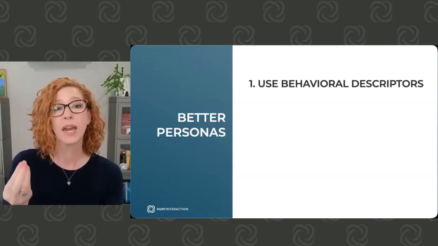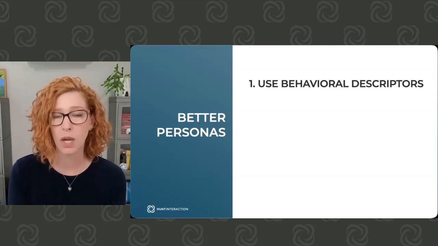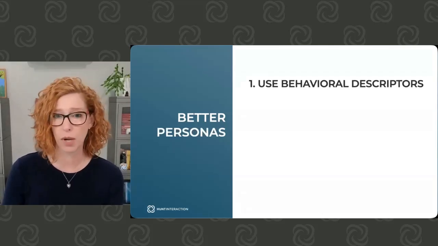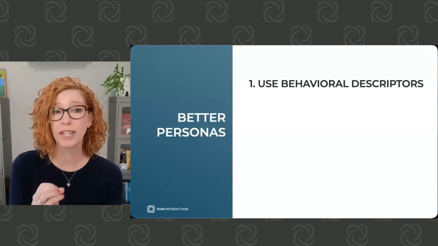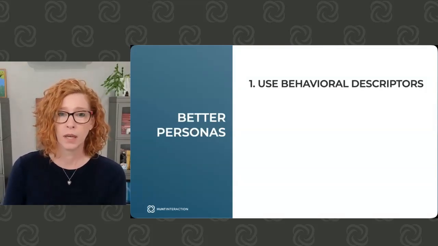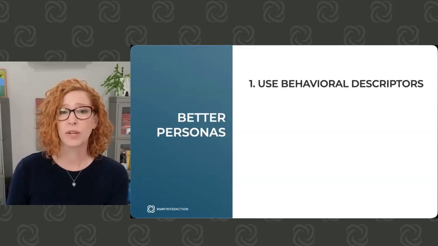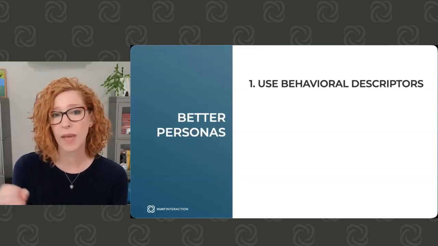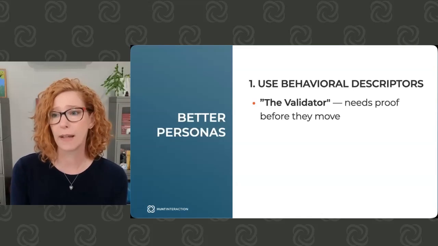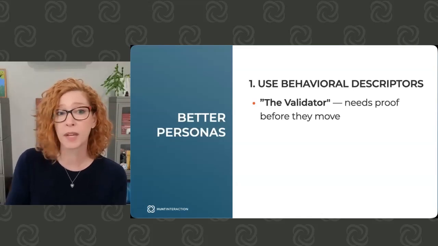Skip the human names, name them by their behavior. Unless you have a hyper-specific product where gender or demographics are genuinely relevant, human names can introduce bias and a whole bunch of confusion. So name your personas after what they do or how they buy. For instance, you could use the validator, someone who needs more proof before they can move forward.